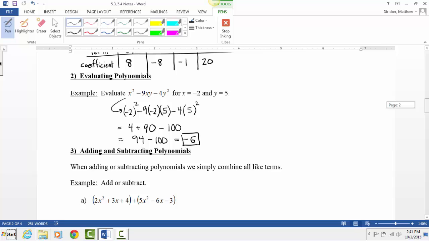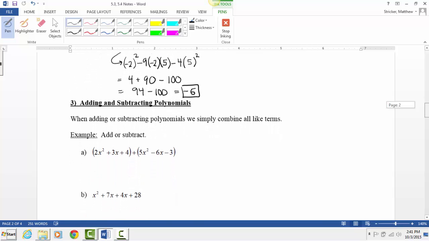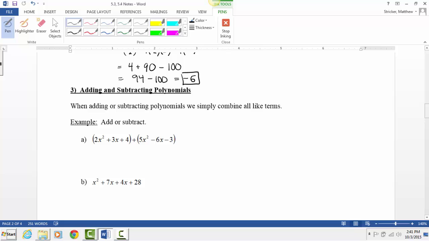Now the last thing we're going to talk about in this section is how to add and subtract polynomials. The main thing you need to remember is that this is something you've done before. When you add or subtract polynomials, all we're doing is combining like terms. So that means in this first one, the 2x squared and the 5x squared are like terms. It means that the positive 3x and the negative 6x are like terms. It means that the positive 4 and the negative 3 are like terms.